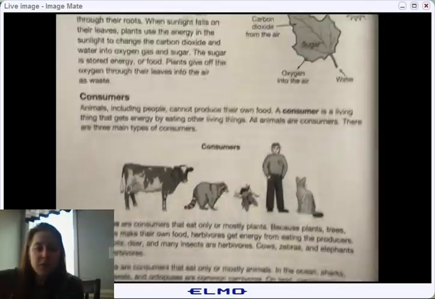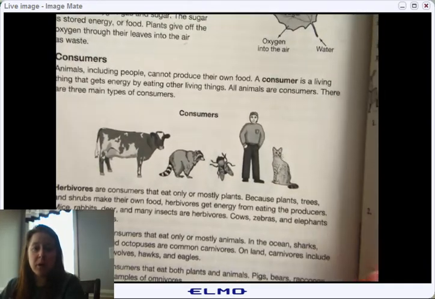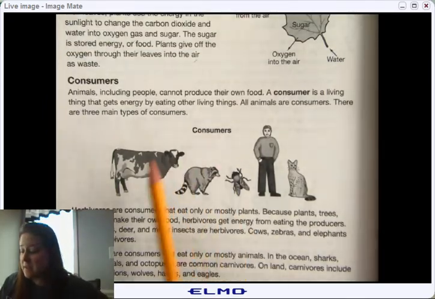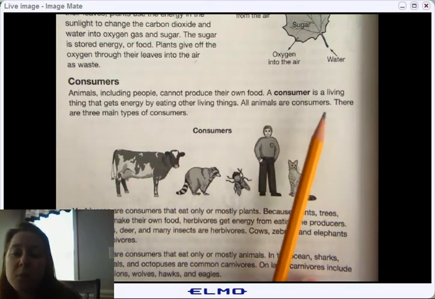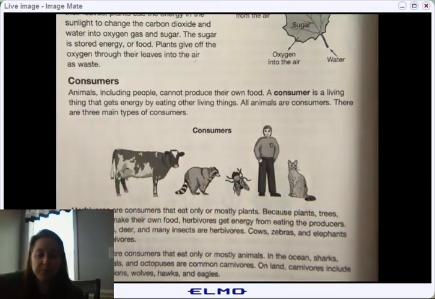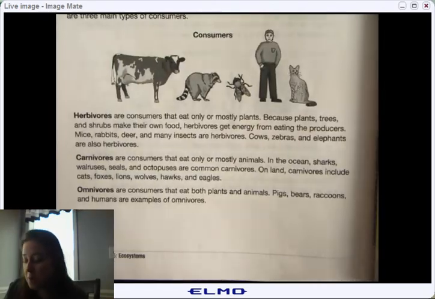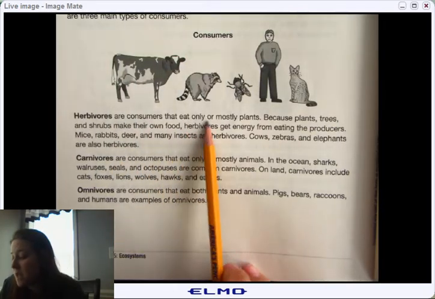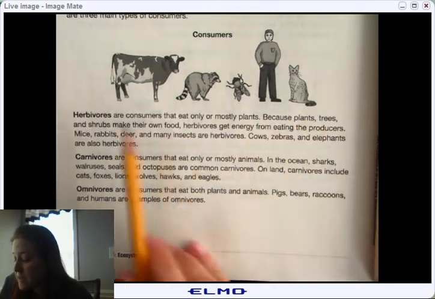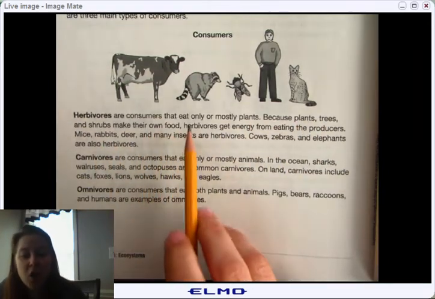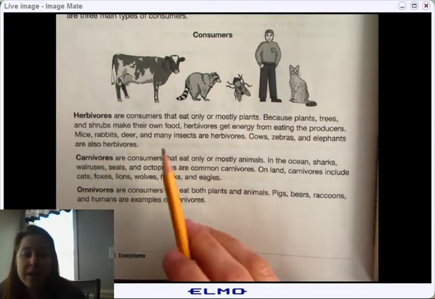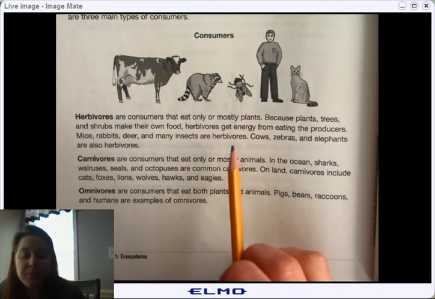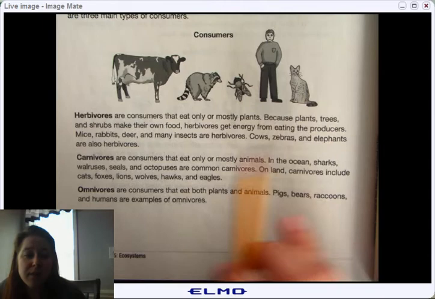Okay, consumers. Animals, including people, cannot produce their own food. A consumer is a living thing that gets energy by eating other living things. All animals are consumers. There are three main types of consumers. We have herbivores, consumers that eat mostly plants because plants, trees, and shrubs make their own food. Herbivores get energy from eating the producers. Mice, rabbits, deer, and many insects are herbivores. Cows, zebras, and elephants are also herbivores.